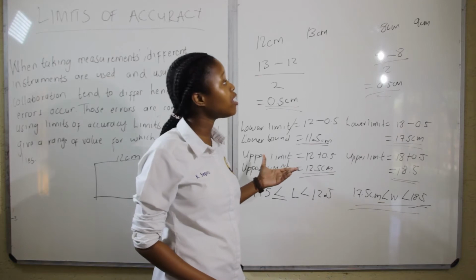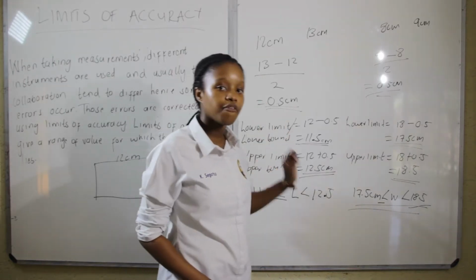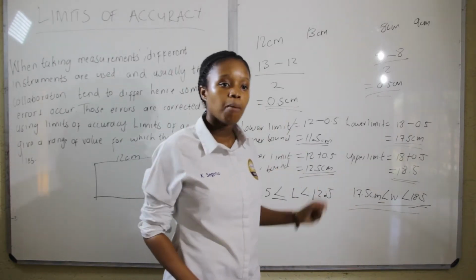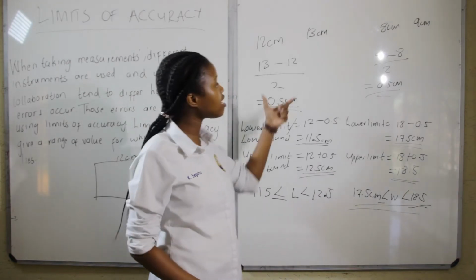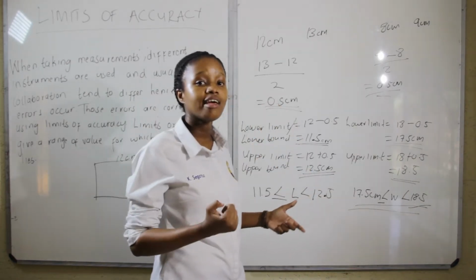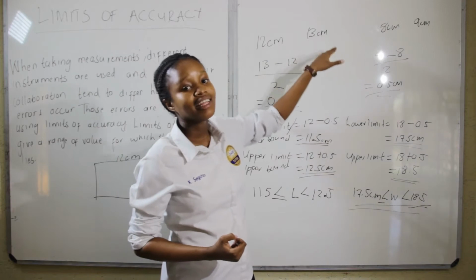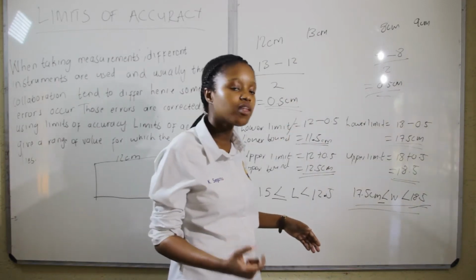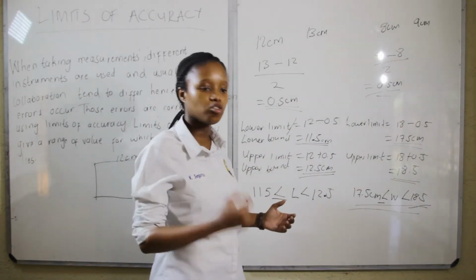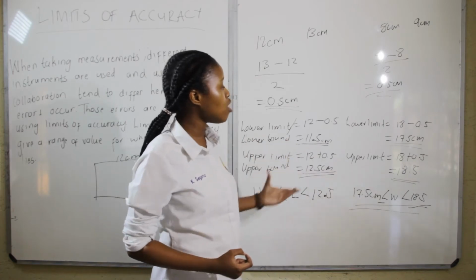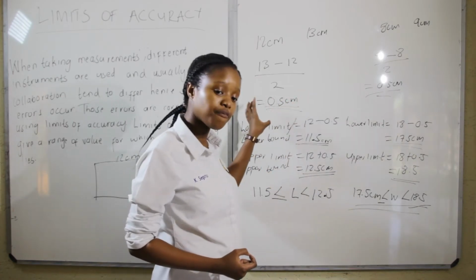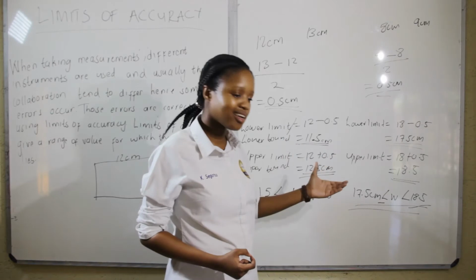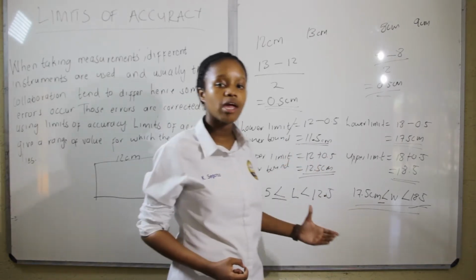How do you find the lower limit? The first step, you find the next possible value, right? The next possible error, not value. The next possible error in this case was 13. And then you subtract it from the original value and divide by 2. So for the lower limit, the value that you find after dividing by 2, you're going to subtract it. And for the upper limit, you're going to add it.